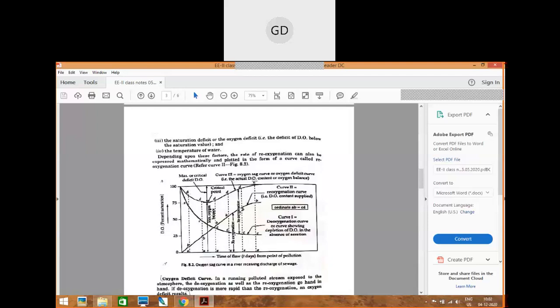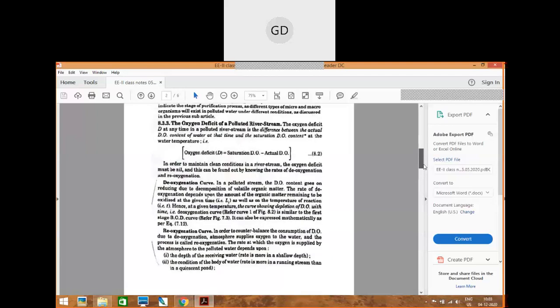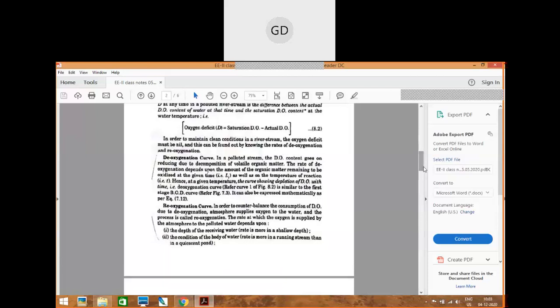Now curve three is your oxygen sag curve or oxygen deficit curve, that is the actual DO content or oxygen balance. Clear? This thing we have just learned in the formula, and it is shown by one oxygen sag curve diagram. So now let us see the deoxygenation curve. Here it is said that in a polluted stream, the DO content goes on reducing due to decomposition of volatile organic matter.